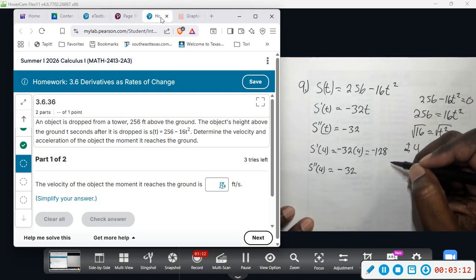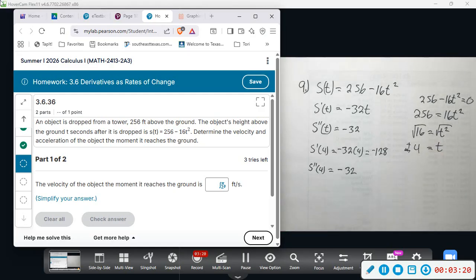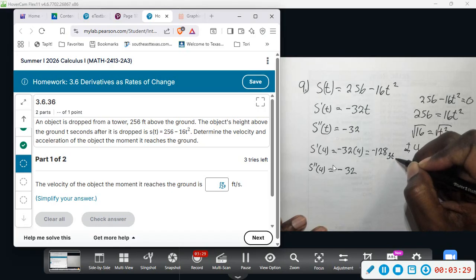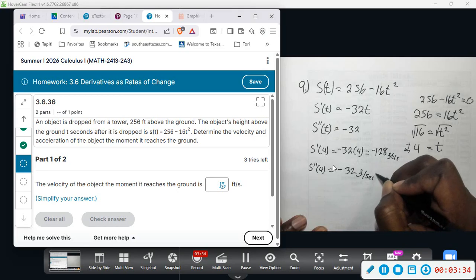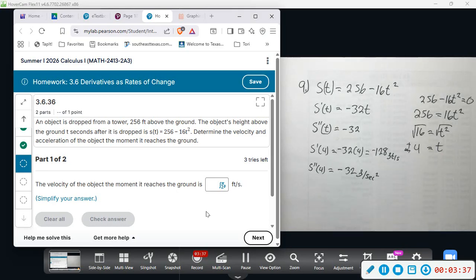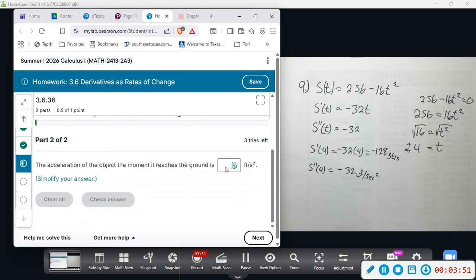Units. The object is dropped from a tower, height, t seconds. It doesn't give me units, but it says feet. We got 256 feet, t seconds. Okay, so velocity is in feet per second, and acceleration is in feet per second squared as far as your units. Velocity when it hits the ground, and the acceleration.